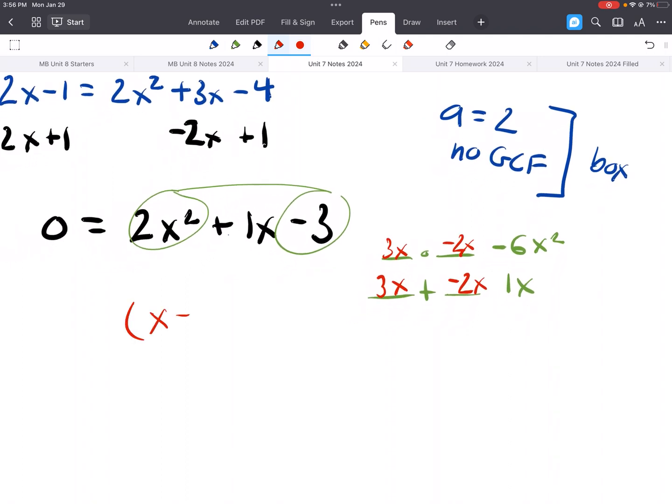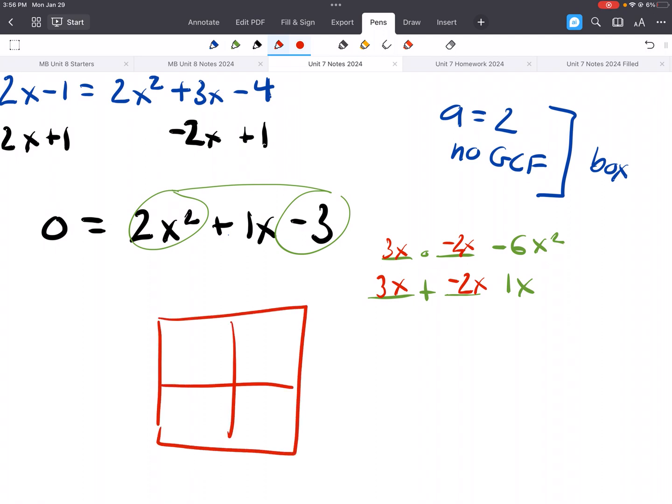It's not x plus 3 and x minus 2. Why? Well, if you were to multiply the x's together, it wouldn't give us 2x squared. If we multiplied the 3 and the negative 2, that wouldn't give us the negative 3. And the middle term also wouldn't be the same. So that's the reason why we can't just use that. Okay, so we have to use the box.